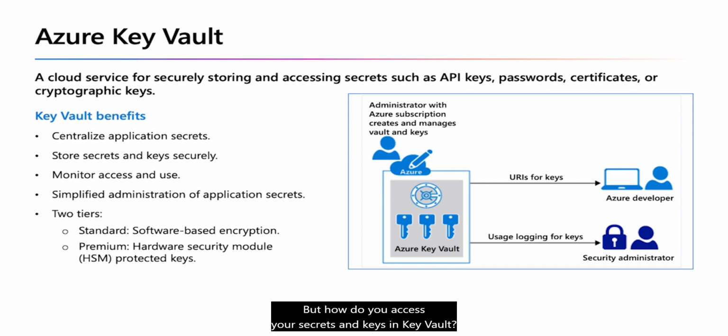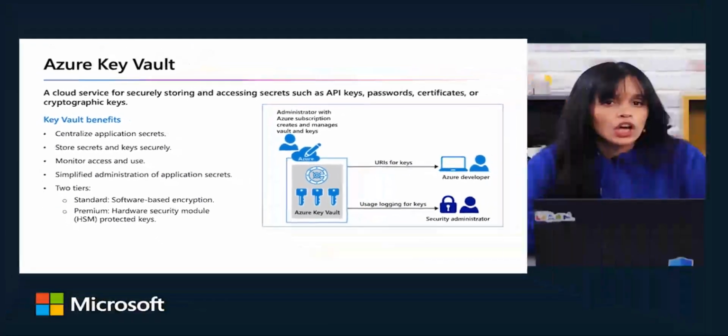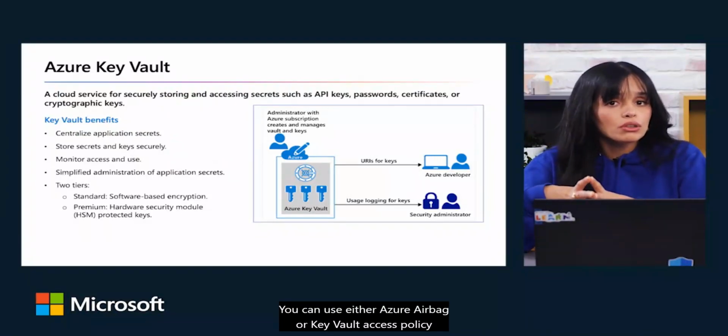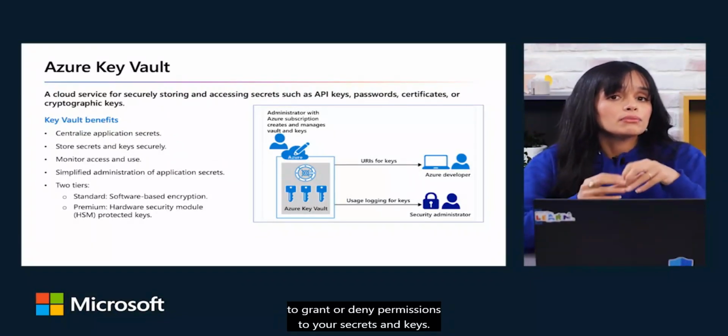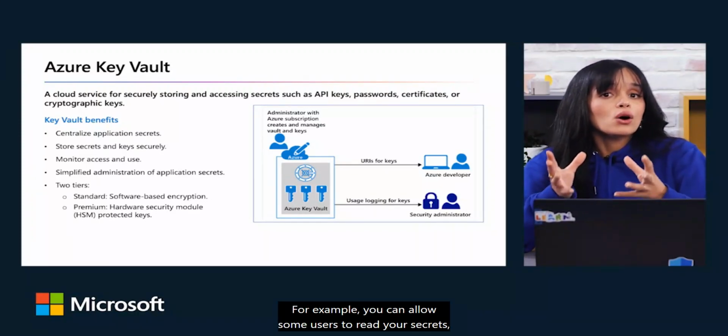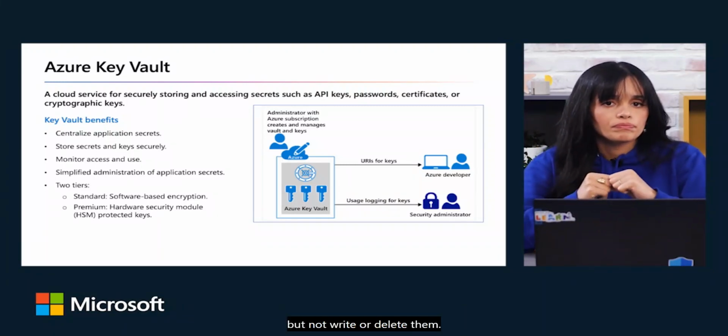But how do you access your secrets and keys in Key Vault? Well, you need to authenticate yourself first using Microsoft Entra ID. Once you are authenticated, you need to be authorized to perform certain operations on your secrets and keys. You can use either Azure RBAC or Key Vault Access Policy to grant or deny permissions to your secrets and keys. For example, you can allow some users to read your secrets but not write or delete them.